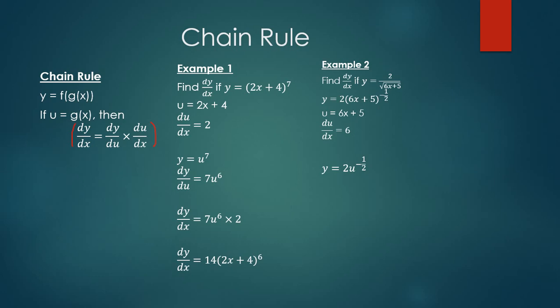So we replace 6x plus 5 with u, and we get dy by du to be equal to negative u to the negative 3 halves. And of course dy by dx is equal to negative u to the negative 3 halves times 6. So multiplying and making a substitution gives us dy by dx to be equal to negative 6 times (6x plus 5) to the negative 3 halves.